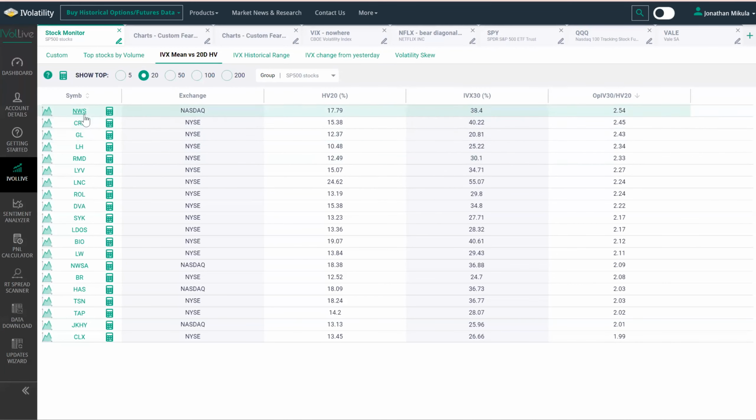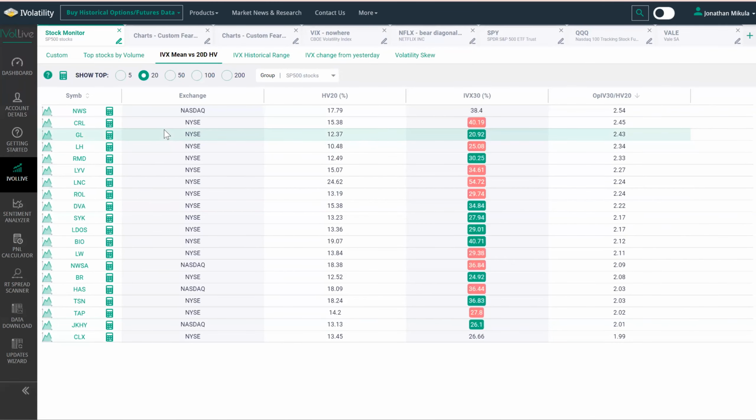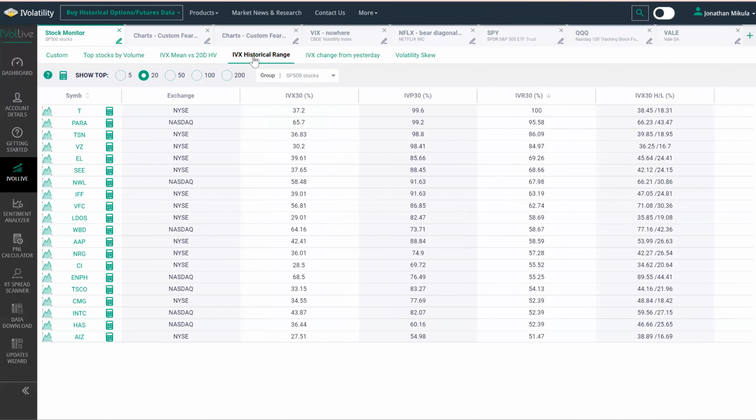So in this case, we have a handful of names. Actually, of this 20, 19 of them are trading above two. So I always find a couple interesting ideas to dig deeper on. So I can jot this down. And then IVX historical range. This is like a 52-week range for a stock.